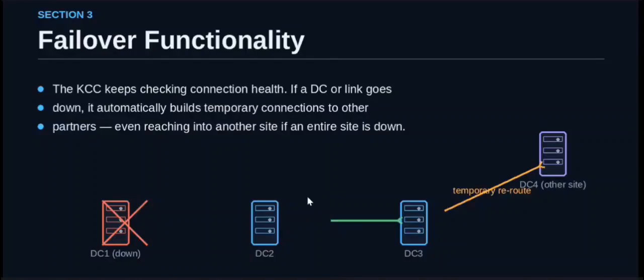Instead of waiting for an administrator to fix everything, the KCC automatically creates a temporary replication path using the other available domain controllers so that replication continues without any interruptions. Even if an entire site becomes unavailable, Active Directory can establish new replication routes through other sites whenever possible. This makes the replication process highly reliable and avoids downtime. That's how failover functionality works.